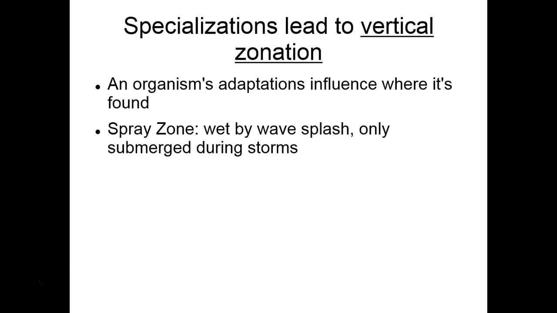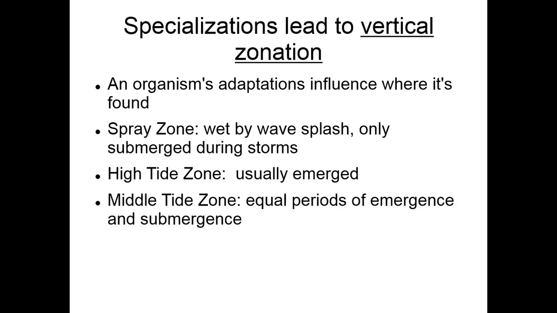And so you actually can have organisms that live all the way up in the spray zone and are not underwater very often. Then you have the high tide zone, which is usually out of water, but it's underwater when the tide is its highest. Then you have the middle tide zone. Organisms here experience equal periods of emergence and submergence, meaning that they experience equal periods of the day where they are out of water versus when they are in water. And then the low tide zone is usually underwater.